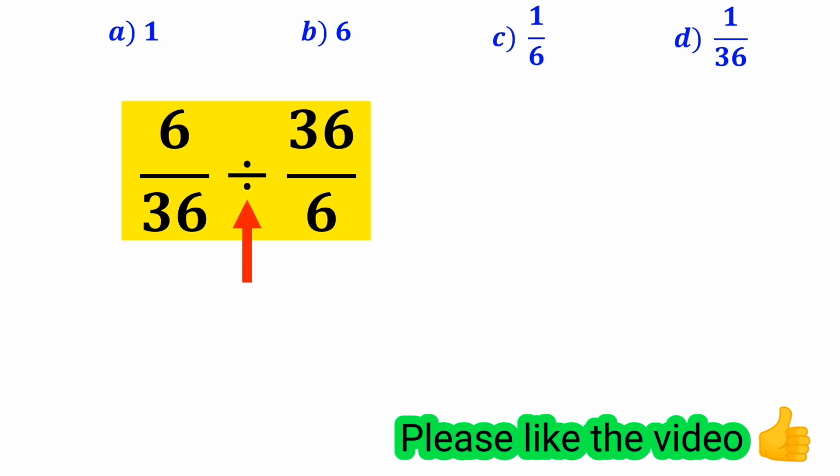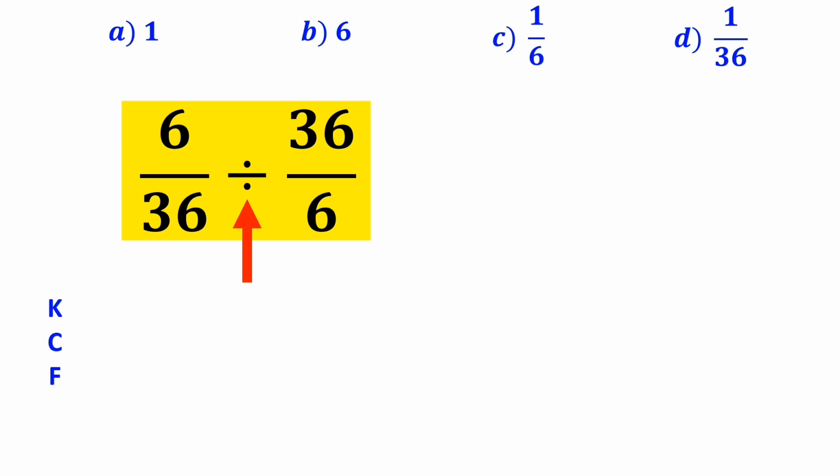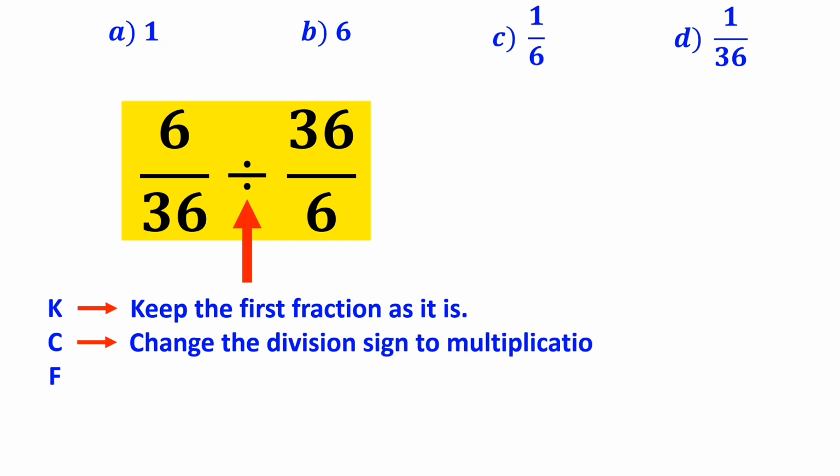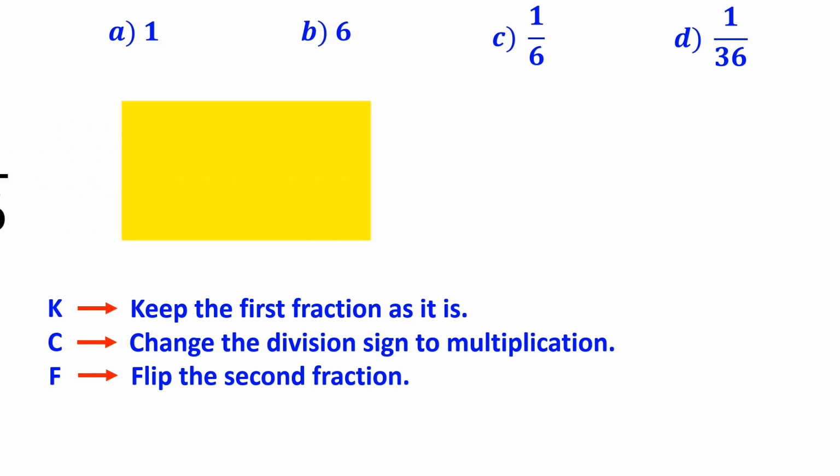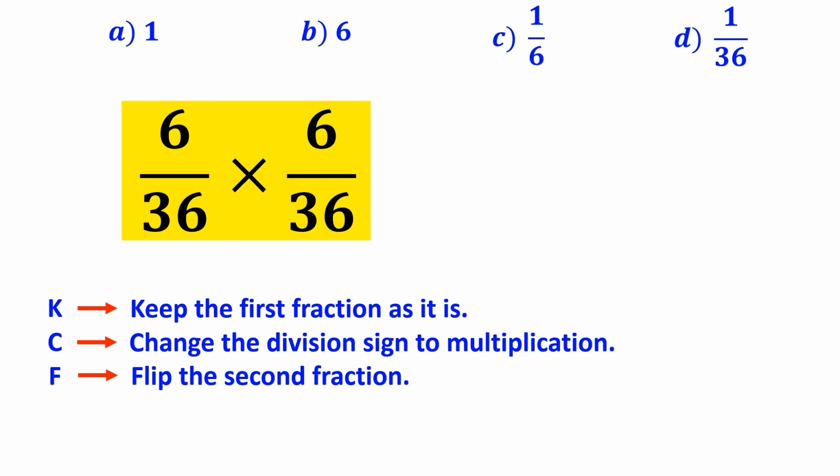Alright, whenever we are dividing two fractions, the best thing to do is to apply the KCF rule. In this rule, K means keep the first fraction as it is, C means change the division sign to multiplication, and F means flip the second fraction. So, we replace the part that I've highlighted in yellow with 6 over 36 multiplied by 6 over 36.